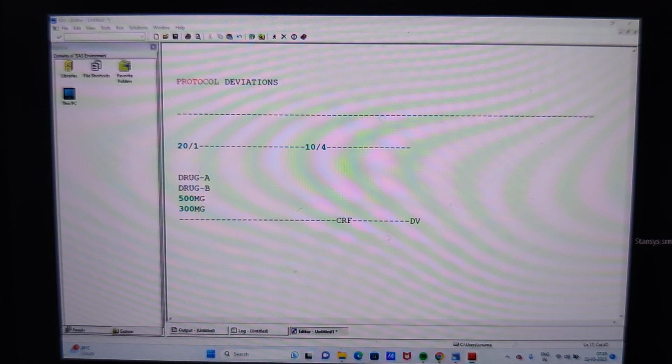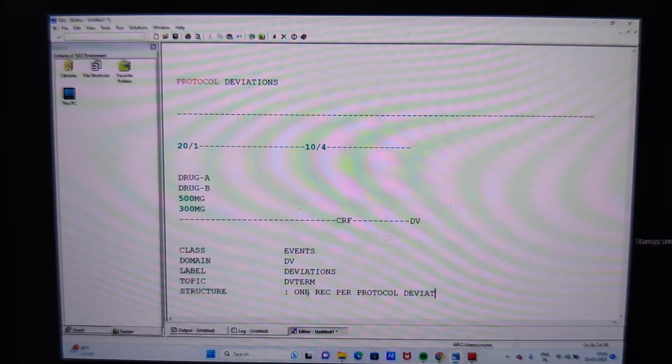Now, what is the domain class that we are discussing now? The class that we are discussing is events. This comes under the general observation class. The domain that we are discussing is DV, and the label of the domain is deviations or protocol deviations. And then, do you know what the topic means, by the way? The structure of the domain is one record per protocol deviation per subject. So that is the structure of a protocol deviations data set. One record per protocol deviation per subject.